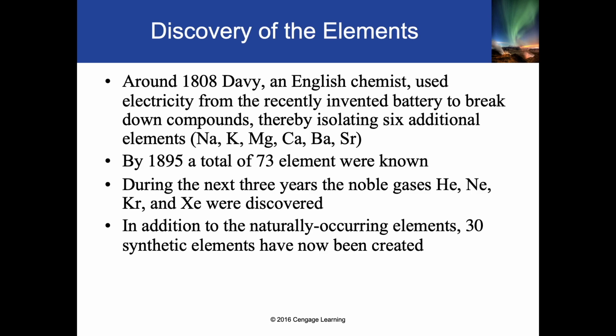And so by 1895, 75 elements were known. I mean, before the 1900s, we had 75 elements already on the periodic table. That's crazy stuff. During the next 3 years, noble gases, helium, neon, krypton, and xenon were discovered, right?